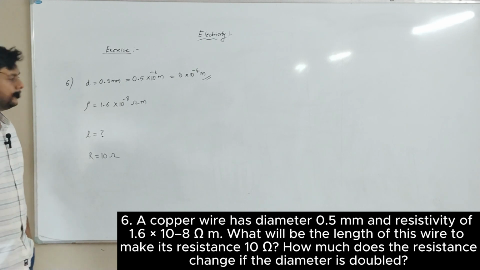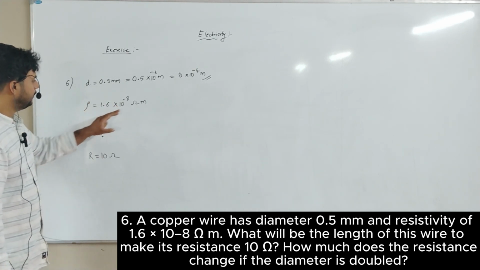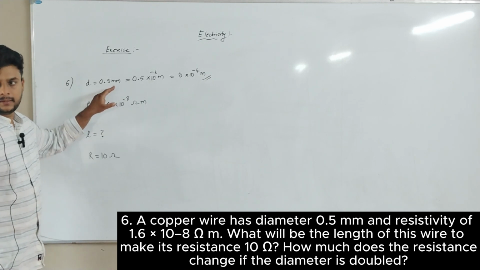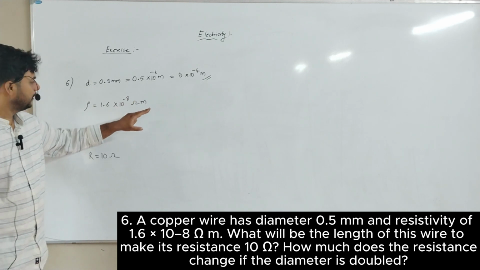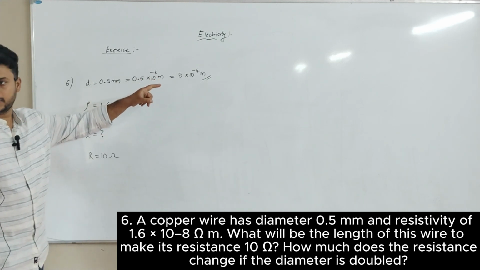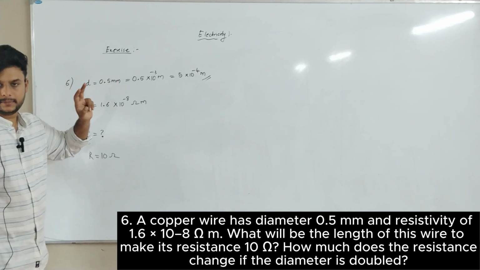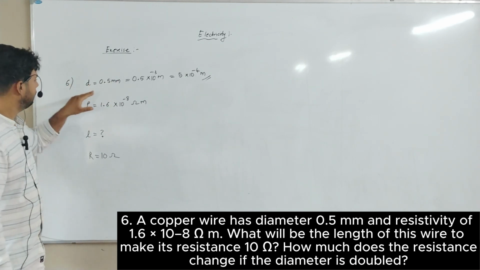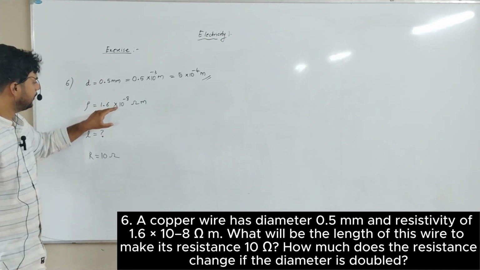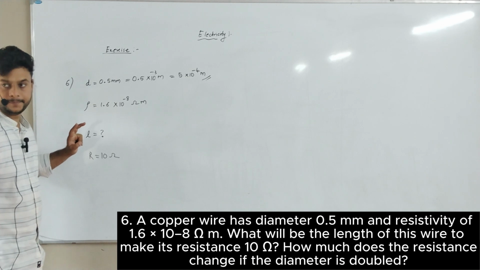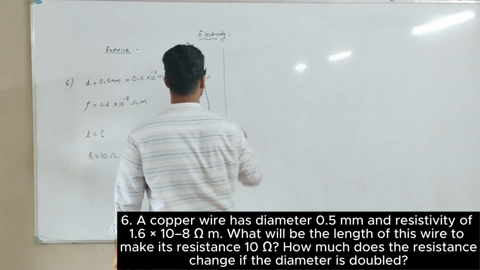Understood? Why am I converting? Here it is millimeter but my resistivity is in meter. This cannot be in millimeter and this cannot be in meter. Both should be the same. So I converted this from millimeters to meters. Any doubt? Now everything is balanced. Diameter is 5 into 10 power minus 4 meter. This is 1.6 into 10 power minus 8 ohm meter. Everything is perfect now. Now I can start my work. So one by one we will do.